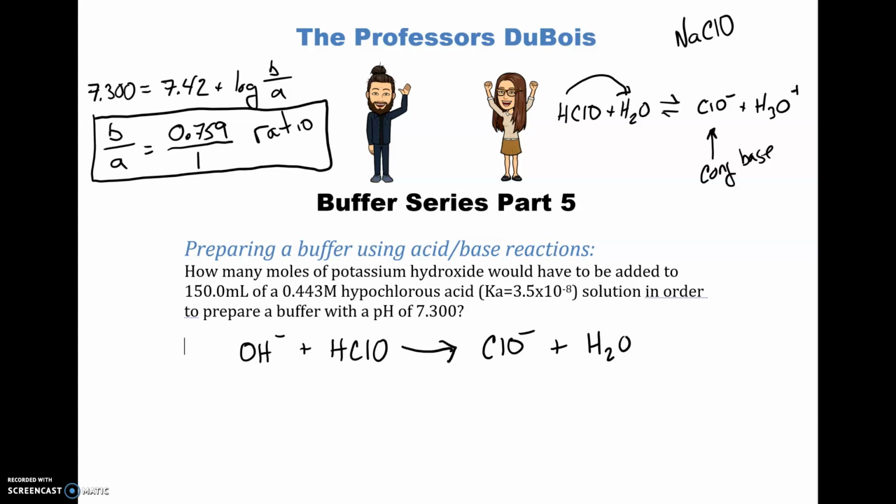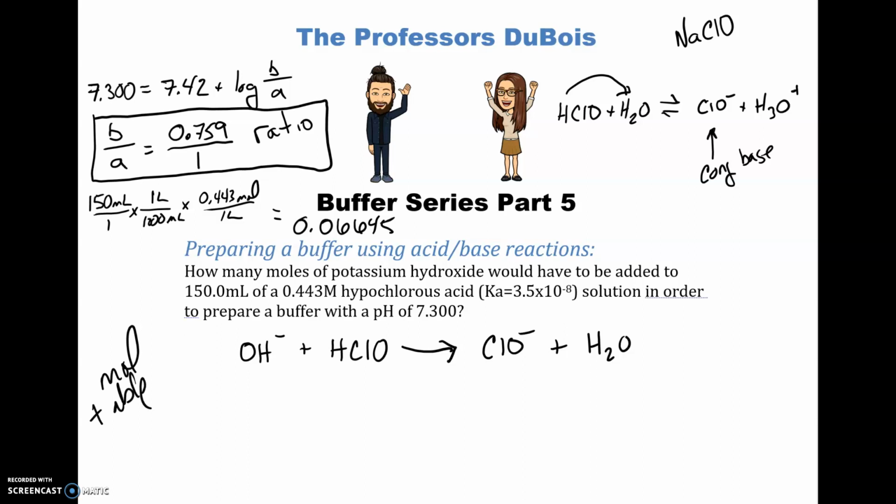But we are limited by how much we start with. It tells us that we have 150 milliliters of 0.443 molar acid. If we convert our 150 milliliters to liters, and multiply by our 0.443 molar solution, we get moles of our acid. That's our initial amount, 0.06645. We're just carrying some extra digits here; we'll round our sig figs at the end. So that's how much acid we have in moles. So this is a mole table.